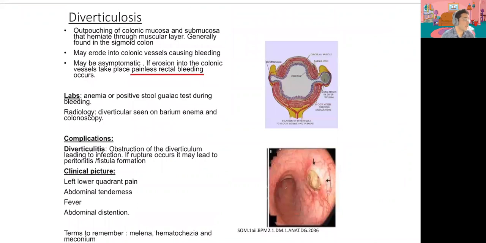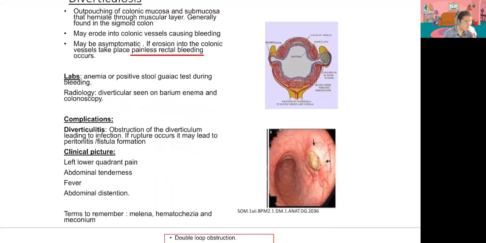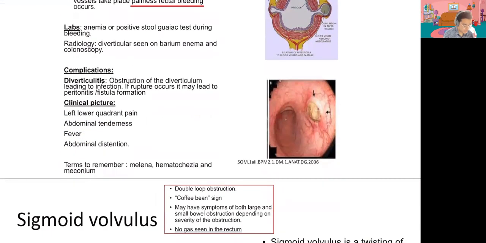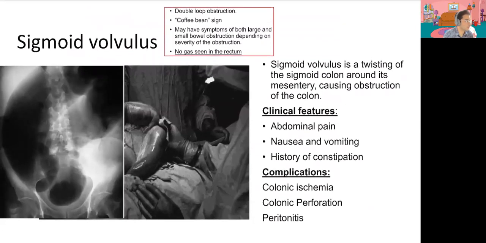Diverticulosis is basically outpouching. This actually happens commonly. It's not something wildly out there, but it does cause painless rectal bleeding. If it becomes actually infected, then it becomes diverticulitis, and itis, remember, means inflammation and problems. It's basically obstruction leading to infection. It can lead to rupture. It can have a lot of downstream presentations like lower abdominal pain, abdominal tenderness, fever. It's very generalized, but what you need to remember are the terms melena, hematochezia, and the meconium, right? Which are all terms that you guys have come across before.